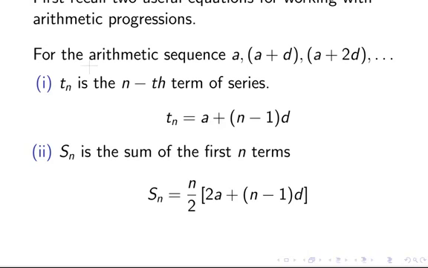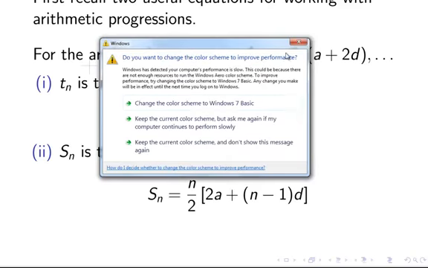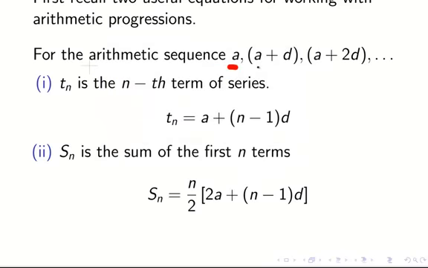So S of n, the sum of the first n terms, is n over 2 times 2a plus n minus 1 times d. For the expression we were just dealing with, we have to find out what a is, what n is, and what d is. Actually, we found d already, so d was 2. Looking up again, the first terms there were a, a plus d, and a plus 2d.